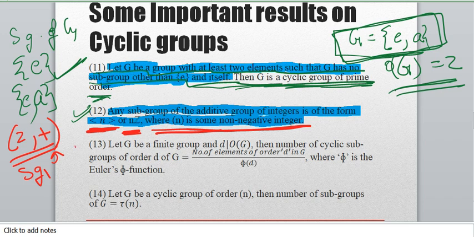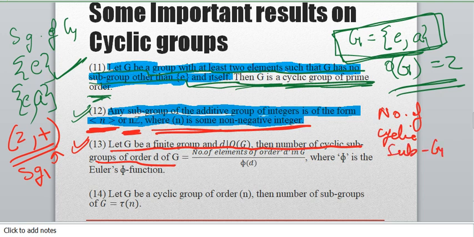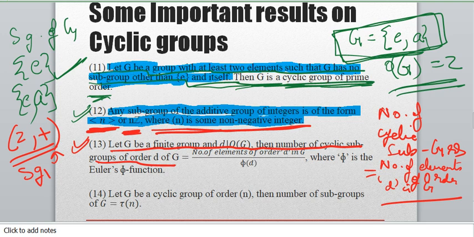Moving on to the 13th one. Let G be a finite group and D a divisor of the order of G. Then the number of cyclic subgroups of order D of G is equal to the number of elements of order D in G divided by the phi D value, where phi is Euler's phi function.